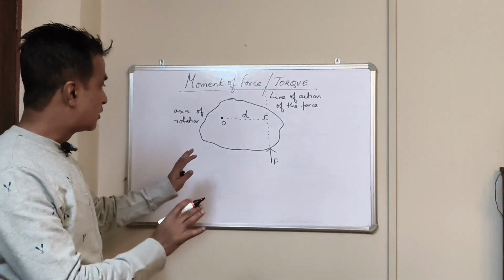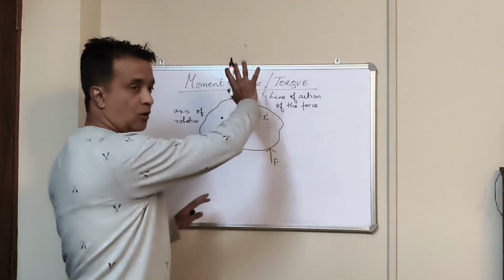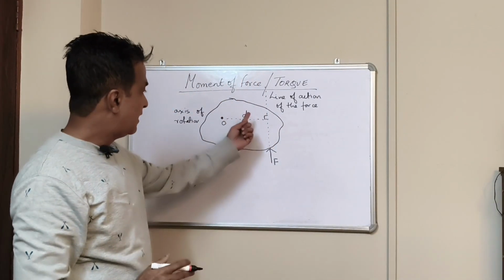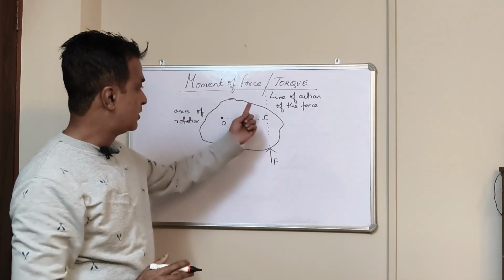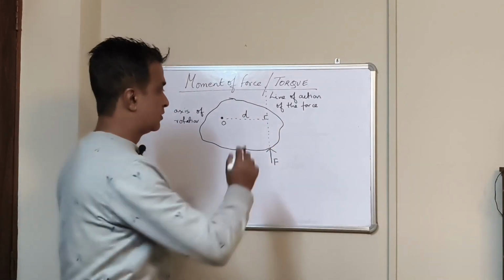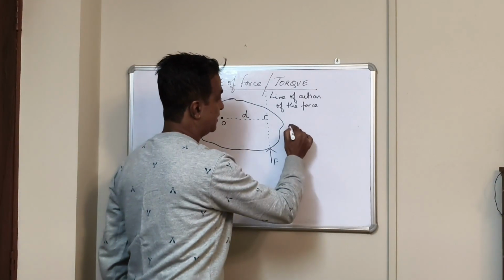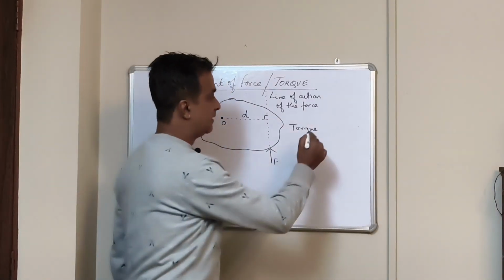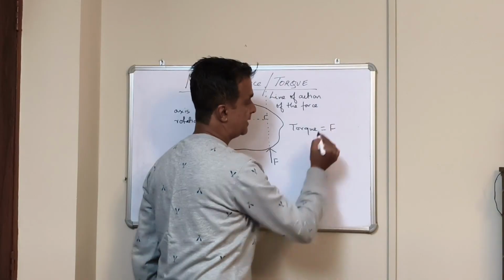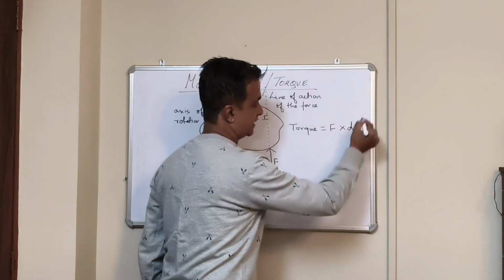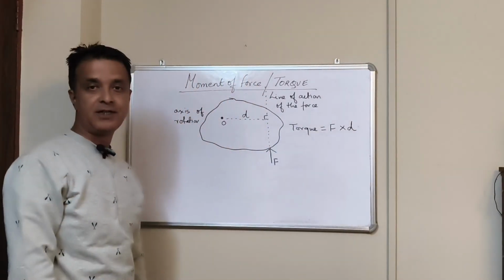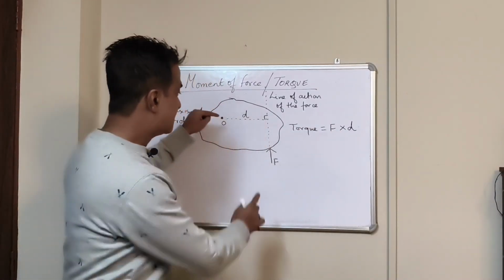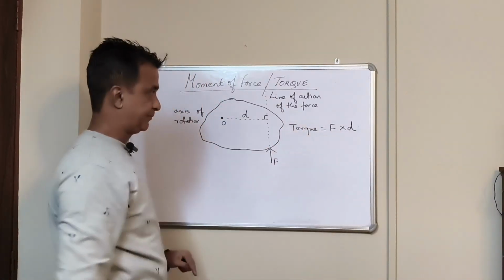Now, the moment of a force or the turning effect of force is the product of the force and this perpendicular distance between the axis of rotation and line of action of the force. So if I have to write it, let me use the shorter version. Torque or moment of a force is the product of force applied and the perpendicular distance from the axis of rotation to the line of action of the force. So this product gives us the turning produced.